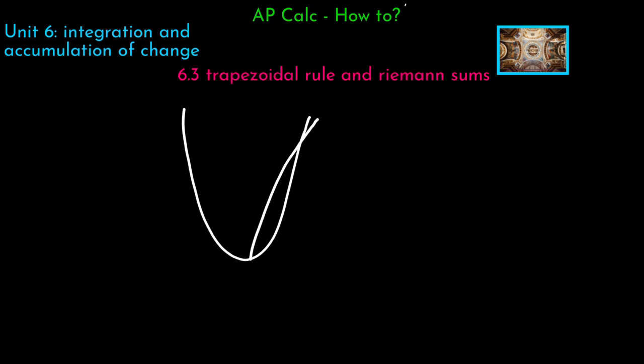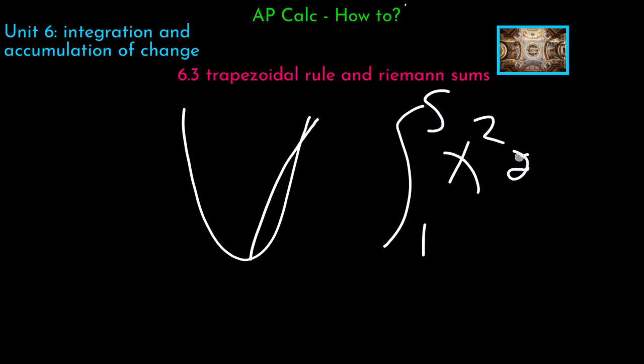Example number 3. Limit of a Riemann sum. Let's write a Riemann sum that estimates the integral from 1 to 5 of x squared dx with n rectangles and right endpoints.